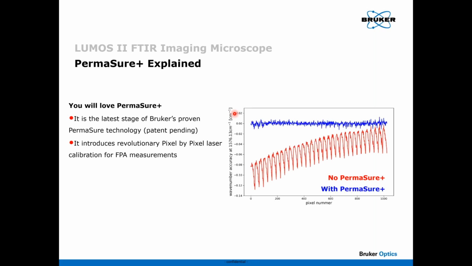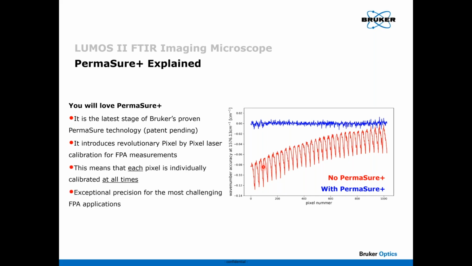One of the issues with doing focal plane array-based imaging is that you're dealing with many detectors, 1024 detectors. So how do you deal with that? Well, we have a new patent, we call it PermaSure, in doing calibration, active calibration on each pixel all the time. So if you look at the non-calibrated red lines in the graph, you can see that the wave number accuracy moves around as a function of the pixel, and with the PermaSure, it's dead on.